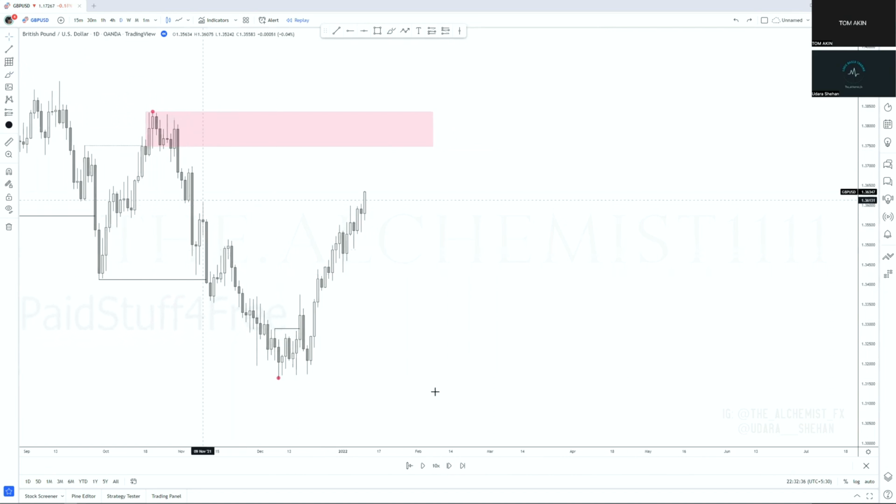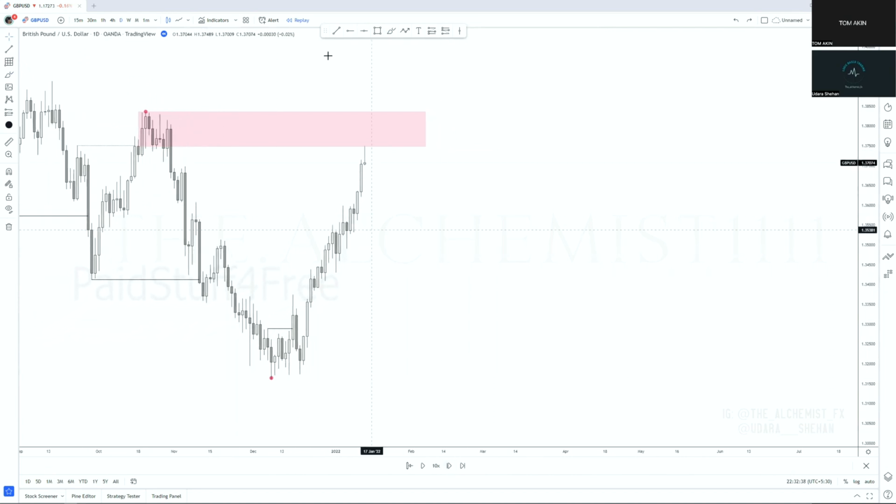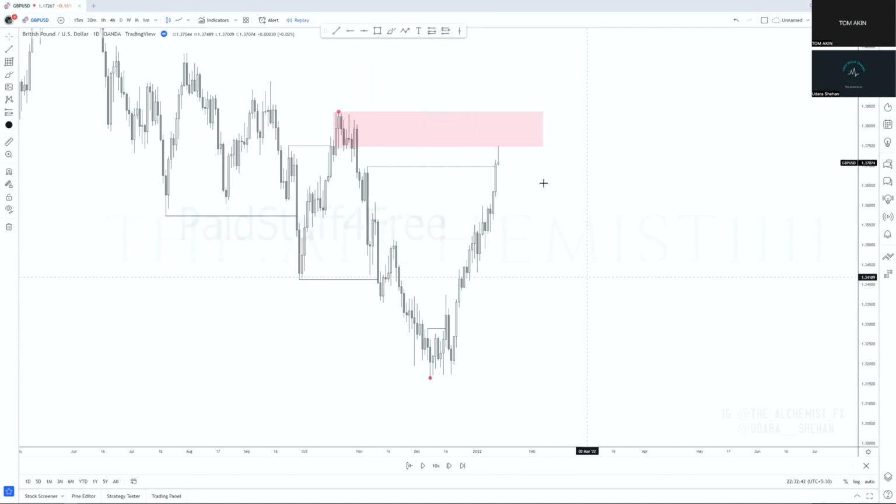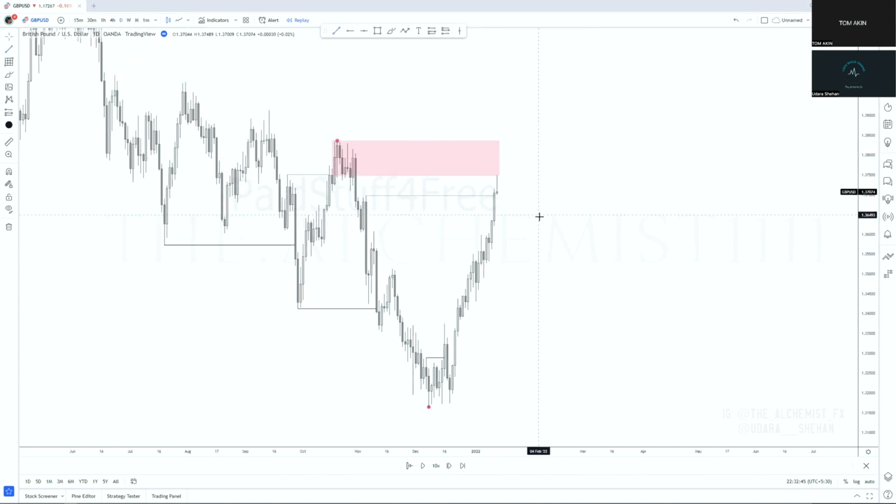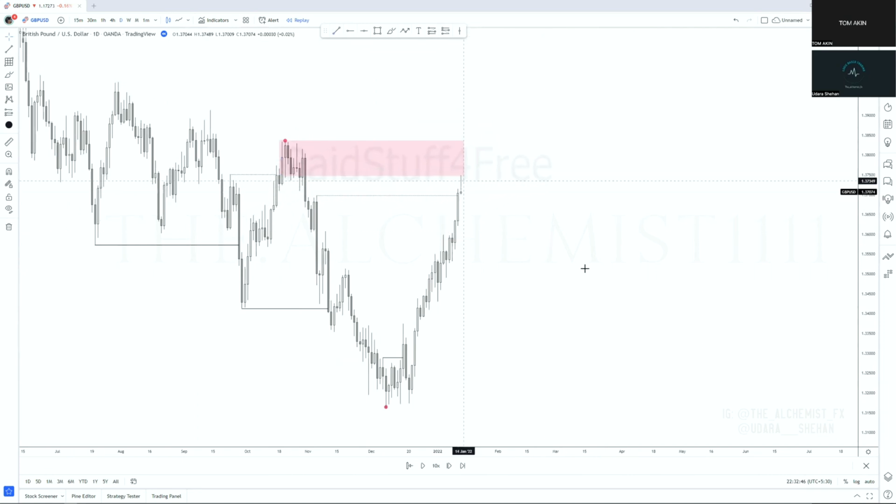No reactions from any of these zones. Okay, so this is the final point with internal range liquidity. Can you see that? Final point with internal range liquidity. That is taken out, tapped into the weekly order block. Now we go into lower time frames to get the confirmation.